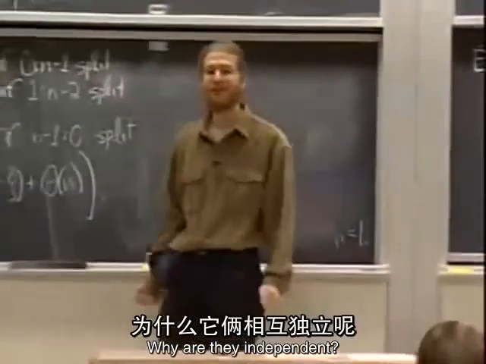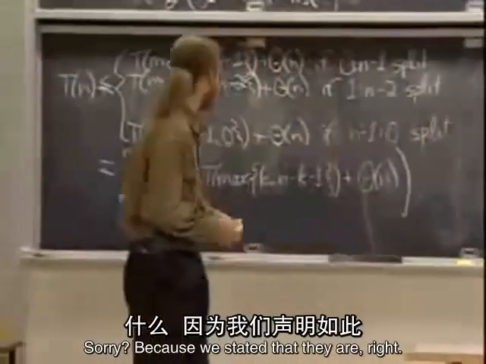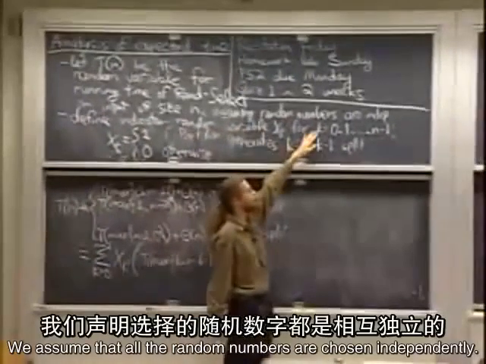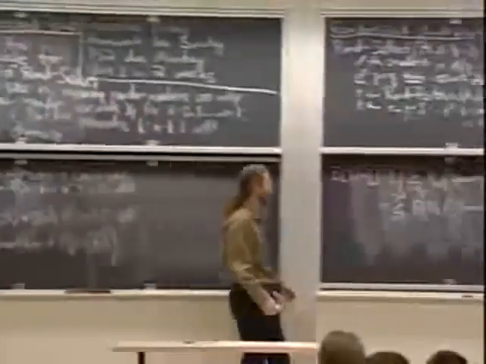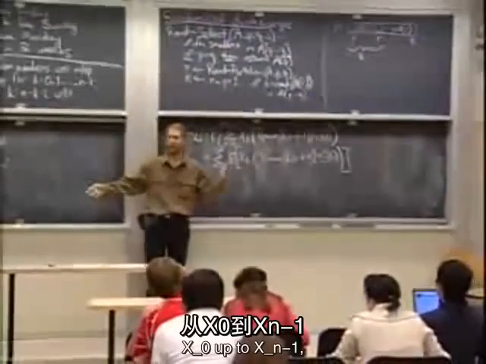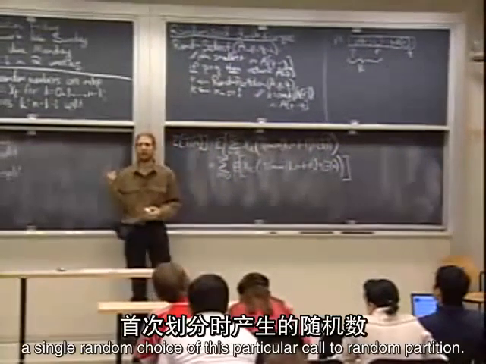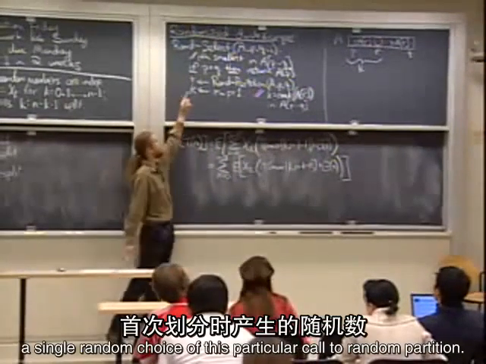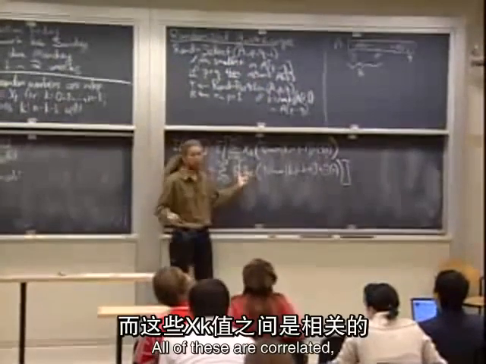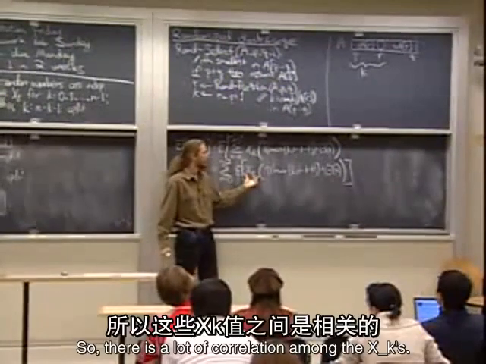So why are they independent? Because of this assumption that we assume that all the random numbers are chosen independently. So we need to interpolate that here. All the X_k's, X_0 up to X_{n-1}, so all the ones appearing in this summation, are dependent on a single random choice of this particular call to random partition. So all of these things are correlated, because if one of them is 1, all the others are forced to be 0. So there's a lot of correlation among the X_k's.